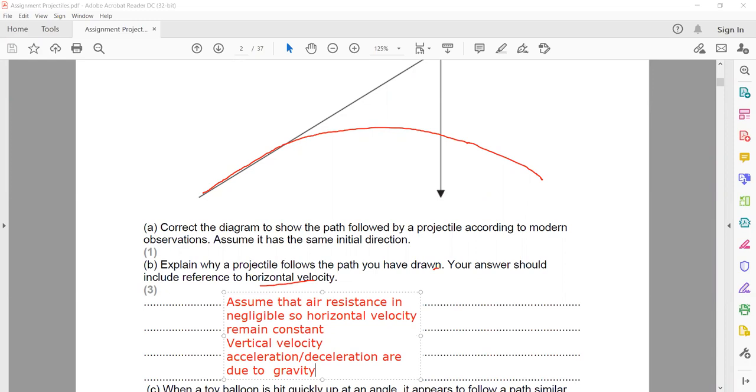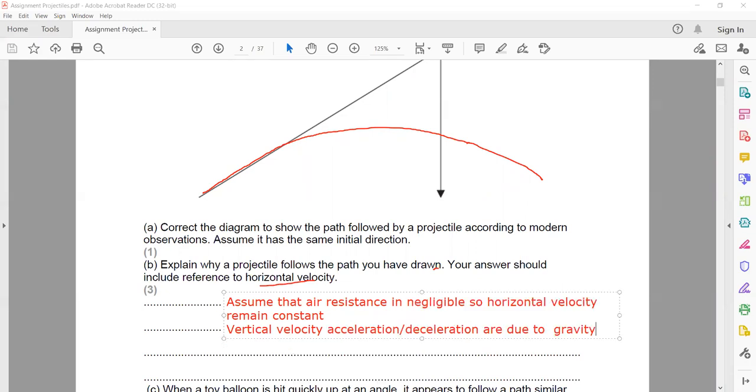And the last part, the horizontal and vertical components are independent of each other. The horizontal component does not have any effect on the vertical component, and the vertical component does not have any effect on the horizontal component. So horizontal and vertical velocities are independent of each other, or do not depend on each other. Is this part clear?